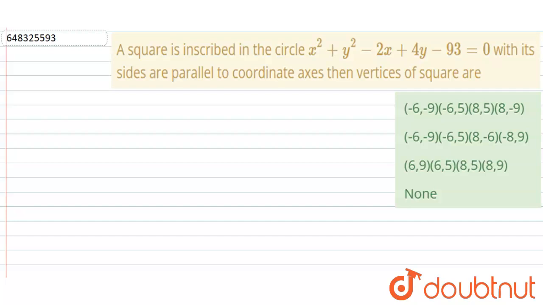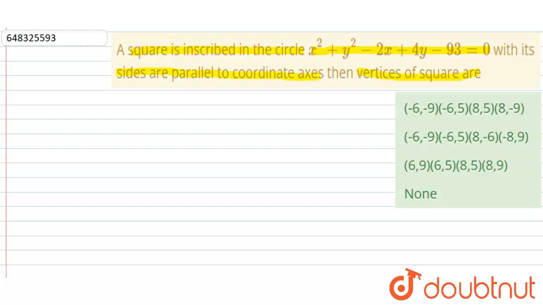Hi all, let's see today's question. A square is inscribed in the circle x squared plus y squared minus 2x plus 4y minus 93 is equal to 0, with its sides parallel to the coordinate axis. Then the vertices of the square are.